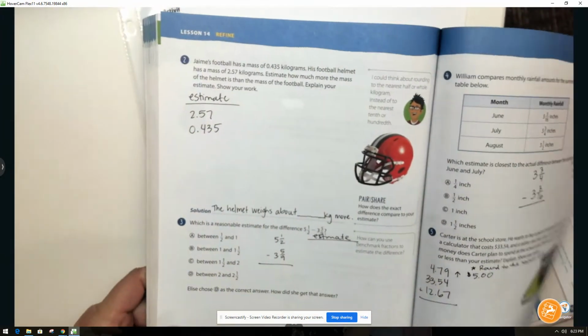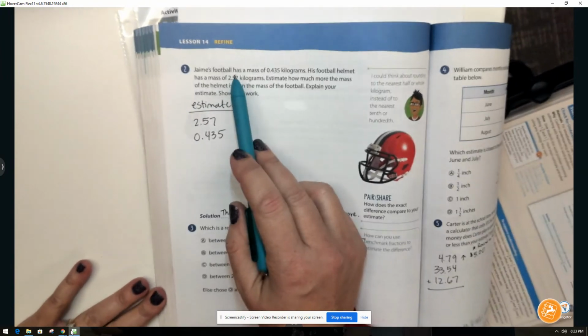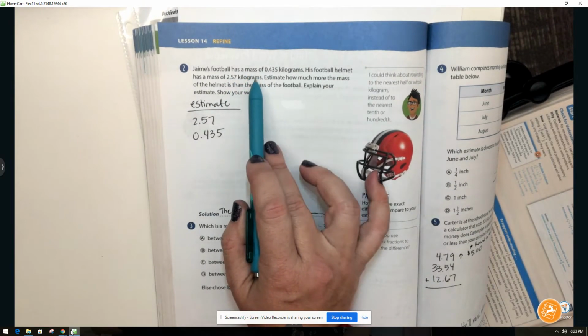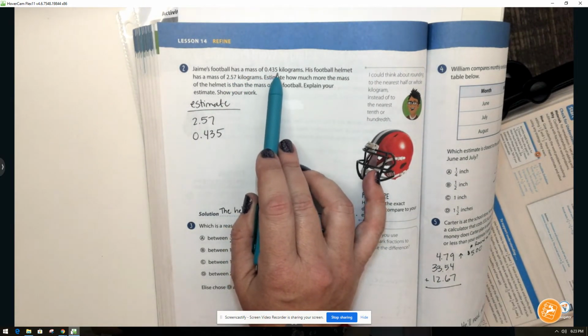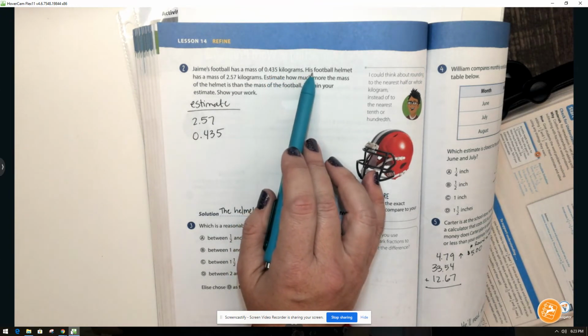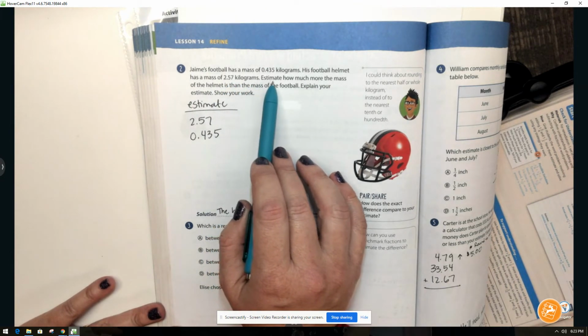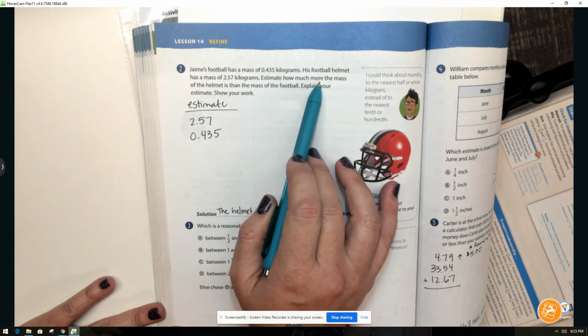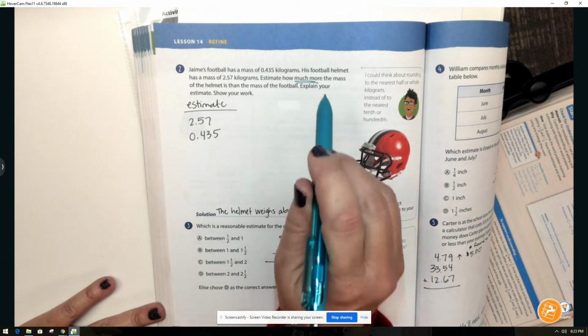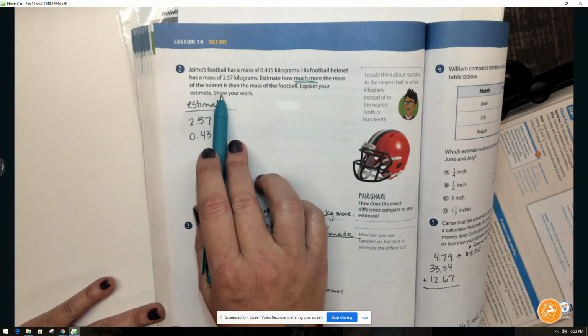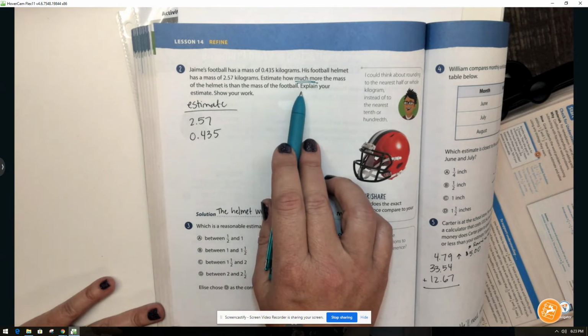For number 2, it says Jamie's football has a mass. Remember, mass is the fancy word for weight. A mass of 435 thousandths kilograms. His football helmet has a mass of 2 57/100 kilograms. Estimate how much more, that's a big important part there, how much more the mass of the helmet is than the mass of the football.